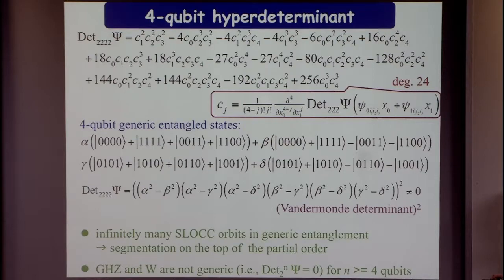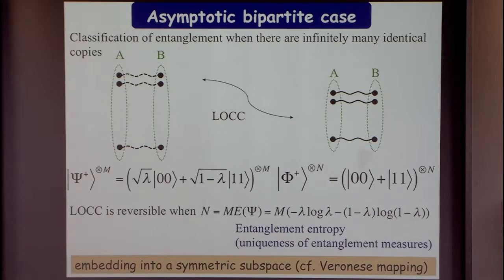And one notice is that in general neither GHZ nor W are generic type entanglement, so they are a little bit limited, although they are very famous and easy to write down, but the zoo of entanglement is a little bit intricate.